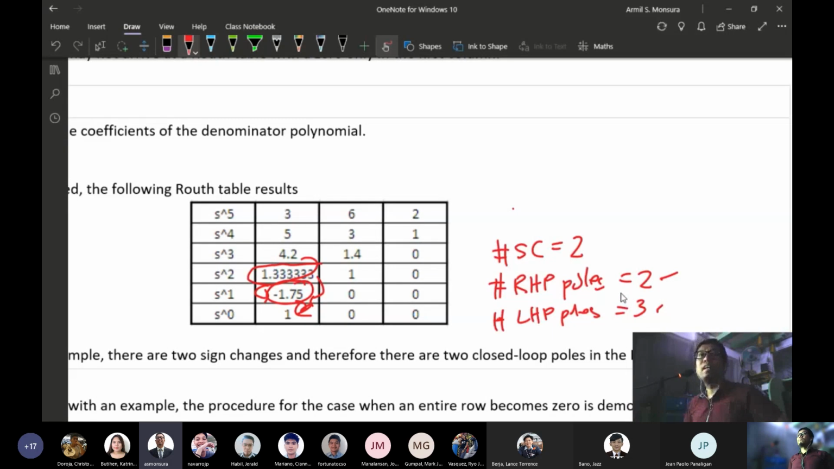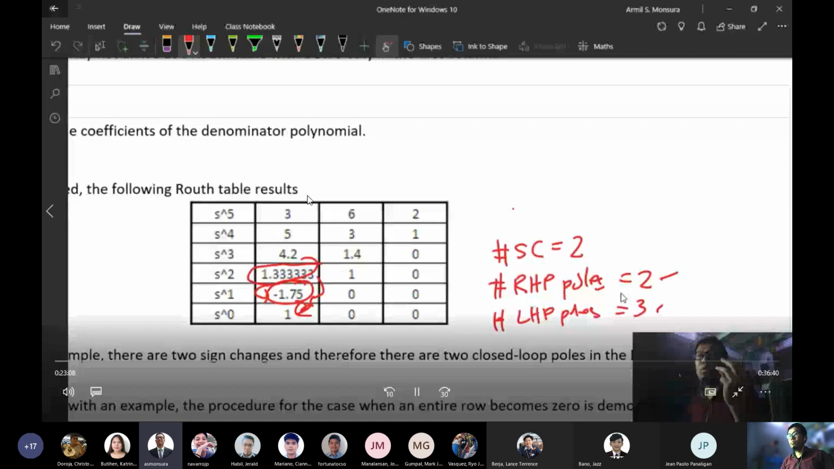Okay? Para ma-evaluate kung sakaling magkakaroon ng zero dun sa first column ninyo. Okay? Una, epsilon. Pangalawa, magpalit kayo ng very small positive at saka very small negative number. Pangatlo, i-reverse nyo yung coefficients ng polynomial niyo. Okay, so those are the three methods na pwede nyong gamitin para makompleto niyo yung route table para doon sa ating 0 on the first column.